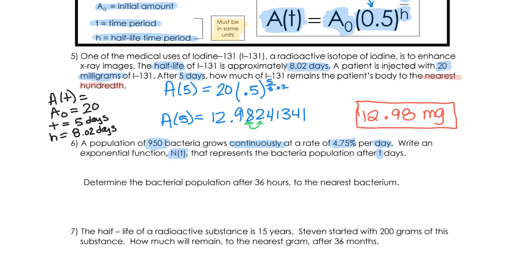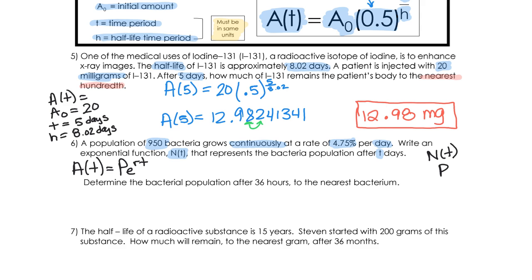And because they're saying continuously, we have to make sure that we're using the correct formula, which is our PERT formula. So we're going to go ahead, guys, and say A of t equals PE to the RT. All right, and they asked us to do a couple things. So off to the side, guys, instead of saying A of t, they want us to use N of t. So we have to make sure that we do what they ask.